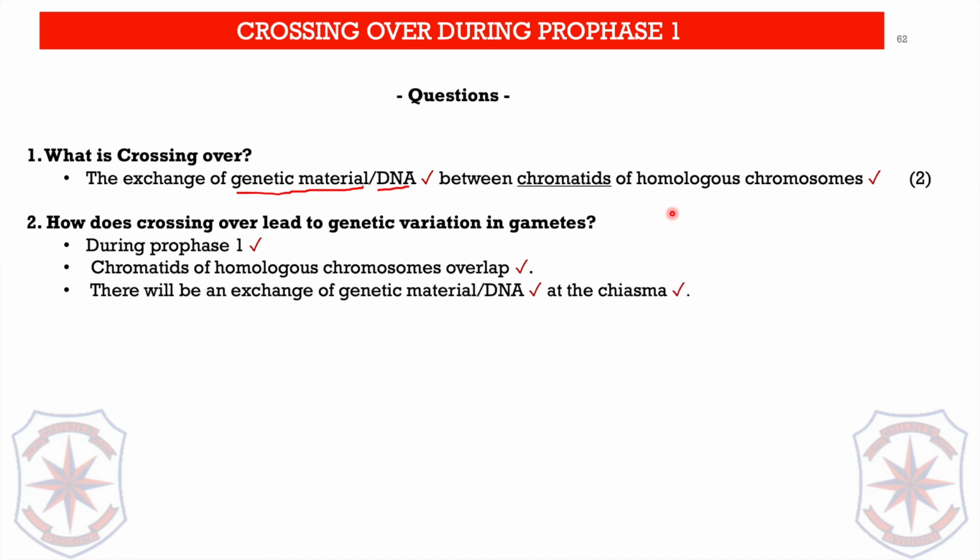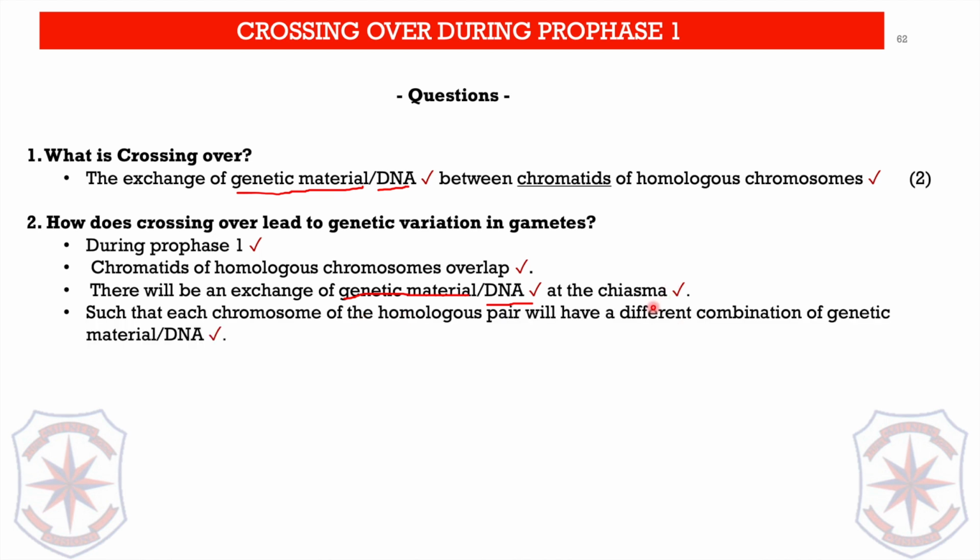There will be an exchange of genetic material, guys, not genes, please. There will be an exchange of genetic material, or an exchange of DNA, at the chiasma. This is a 2 mark statement. I will explain what a chiasma is, such that each chromosome of the homologous pair will have a different combination of genetic material. So this is an explanation of how genetic variation occurs.